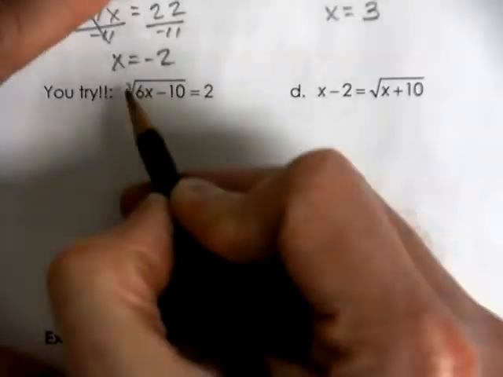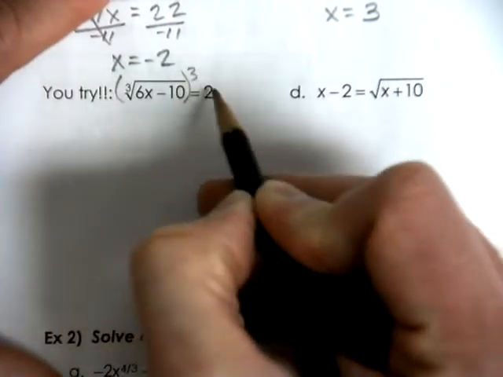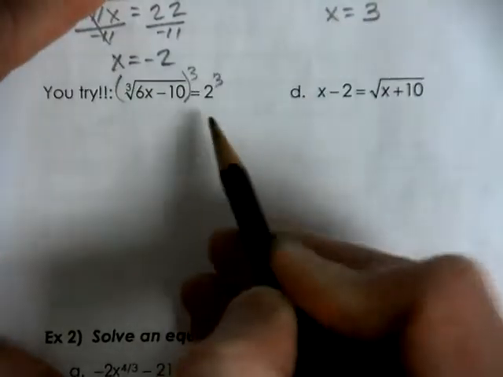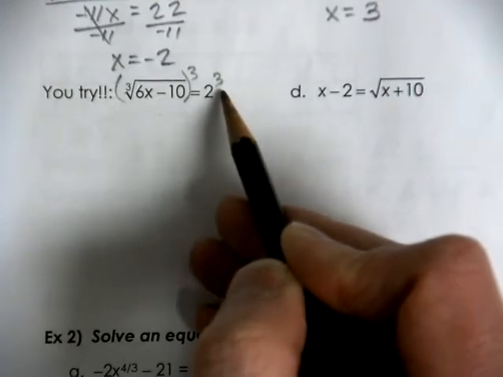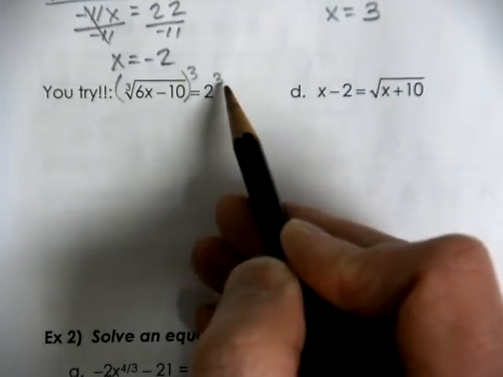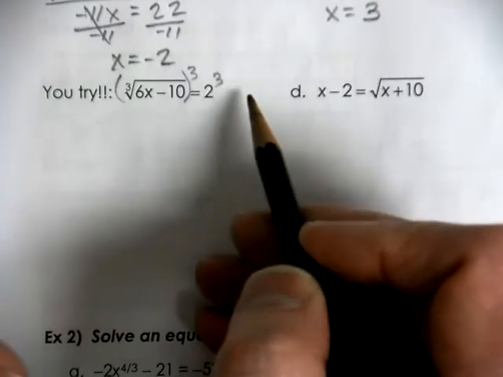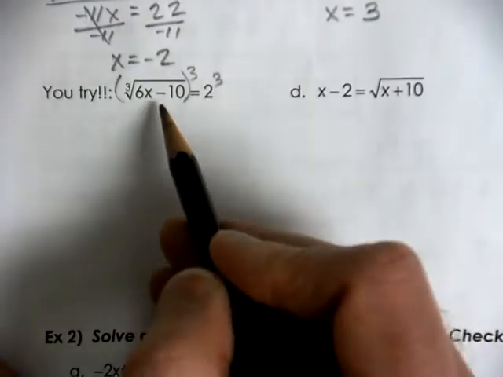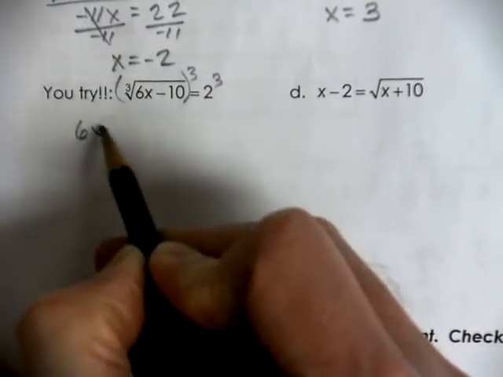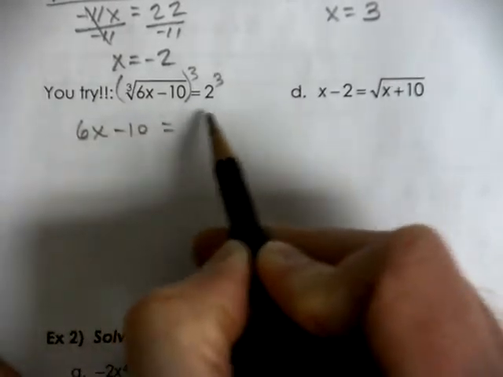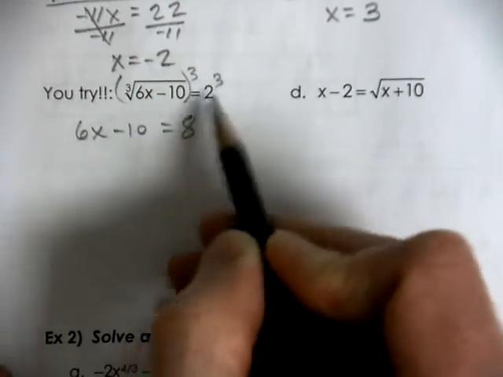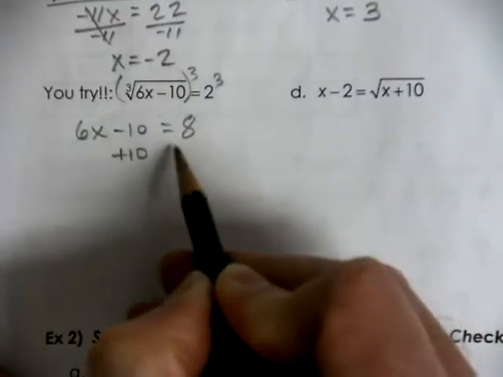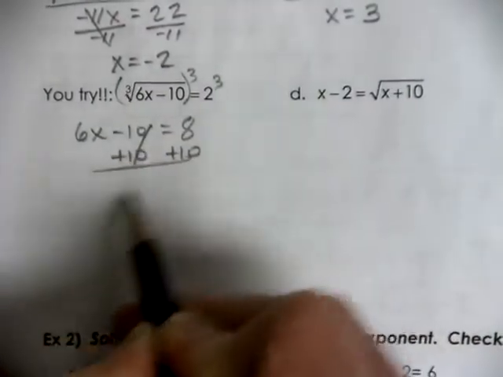We have a cubed root, so we have to cube both sides. When it's just a positive number, there's no need for the parentheses, but if it's a negative number, we need to have parentheses. So we have 6x minus 10 equals 8, because 2 times 2 times 2 is not 6. Common mistake is 6.